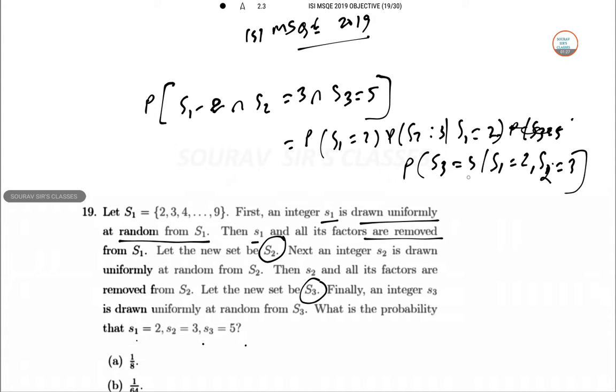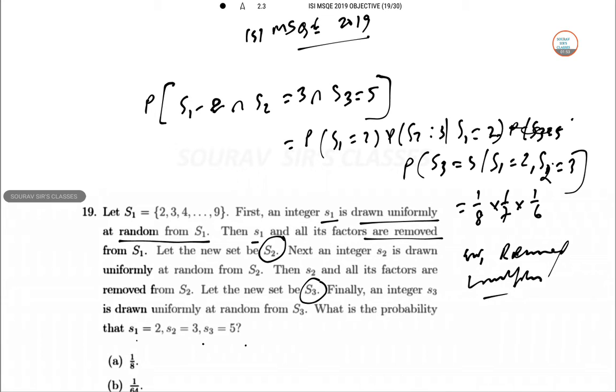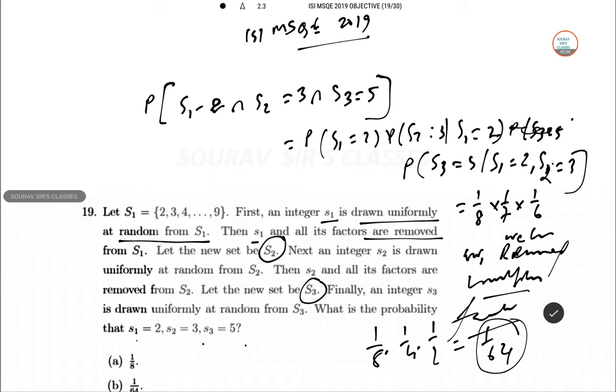So the answer to the given question should be 1 by 8, 1 by 7 and 1 by 6. Now if the question removed multiples instead of the factors, the answer would have been 1 by 8, 1 by 4, 1 by 2, that is 1 by 64. That is option number B, the correct answer.